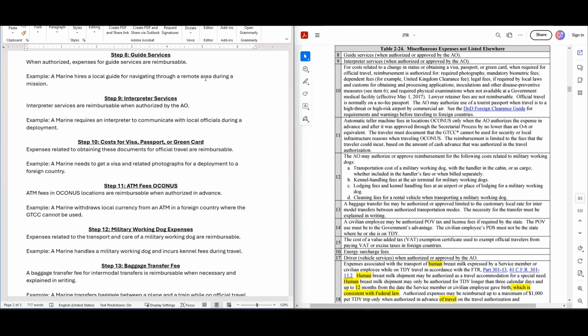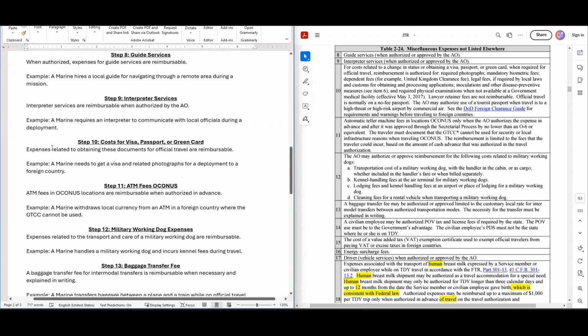Sometimes you're going out to do a site assist or a site visit out to a location overseas, and maybe you need a specific guide as part of that travel or part of you getting to where you're going. The same thing for the interpreter, which comes next. These two kind of go hand in hand, but are not always correlated between each other. But a Marine hires a local guide for navigating through a more remote area during the mission is one example for the guide service.